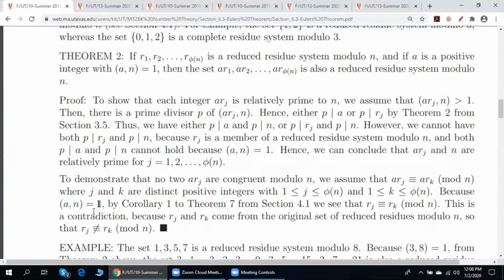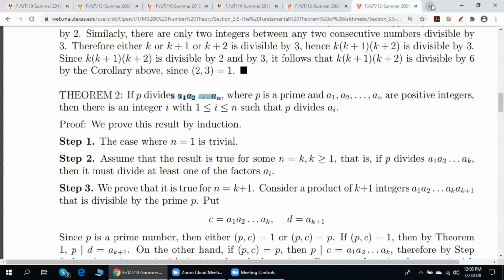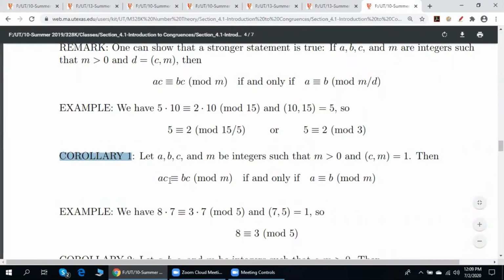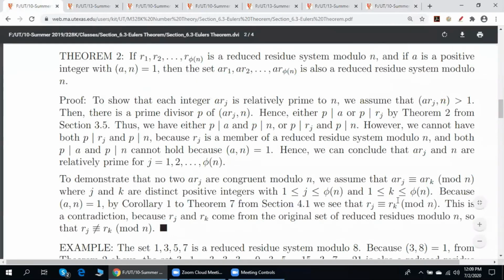Note that since a and n are relatively prime, by corollary 1 to theorem 7 from section 4.1, a can be cancelled. Let us go back to this theorem. Please take a look at this. If c and m are relatively prime, c can be cancelled. Done. That's exactly how we do it.